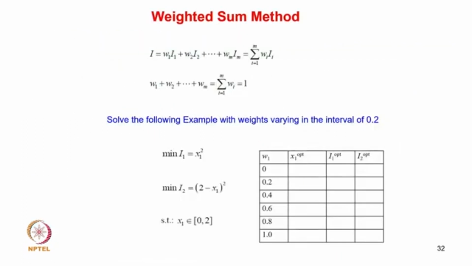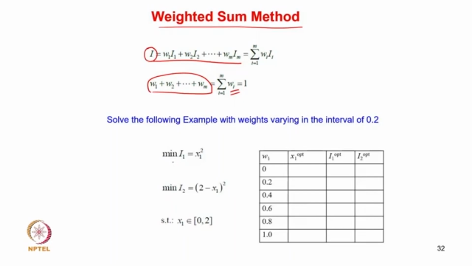Here an illustration of the weighted sum method is given. The weighted sum method is a conventional method. In it, we combine multiple objectives in a weighted manner, and the summation of all these weights should be equal to 1, isn't it? Then we vary these weights and solve the combined objective function multiple times in order to generate different Pareto optimal solutions.